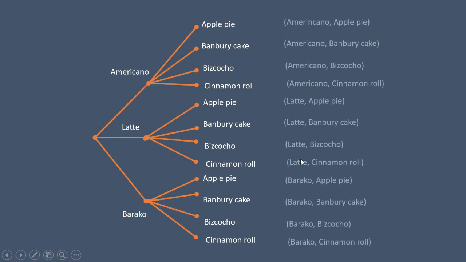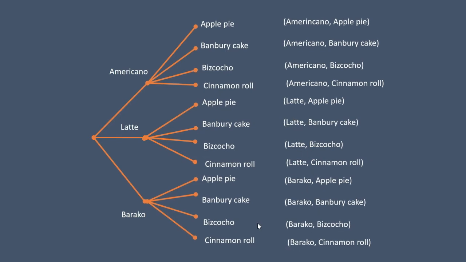And so, the total possible outcomes in this experiment, the possible combinations of coffee and pastries that can arise from this experiment is going to be this: Cafe Americano and then apple pie, Cafe Americano, then Banberry cake, Cafe Americano, and bizcocho. So how many outcomes in all? 1, 2, 3, 4, 5, 6, 7, 8, 9, 10, 11, and 12.